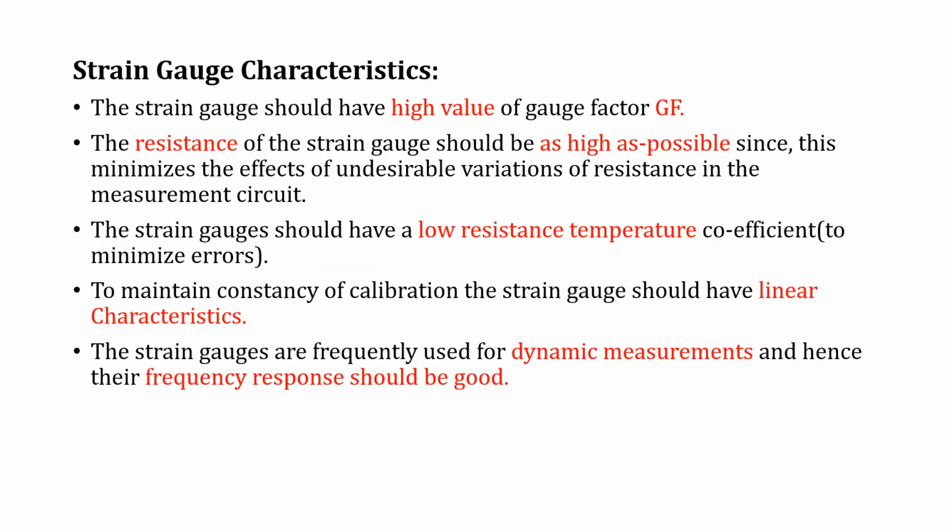Then we move on to strain gauge characteristics. The strain gauge should have a high value of gauge factor. The resistance of the strain gauge should be as high as possible, since this minimizes the effect of undesirable variation of resistance in the measurement circuit. The strain gauge should have a low resistance temperature coefficient. To maintain consistency of calibration, the strain gauge should have linear characteristics. Strain gauges are frequently used for dynamic measurements, and hence their frequency response should be good.